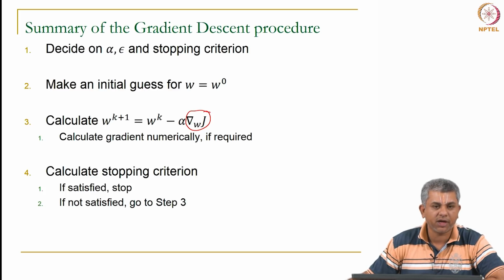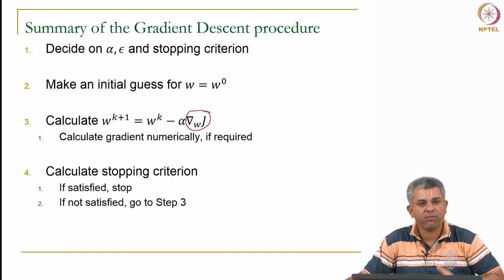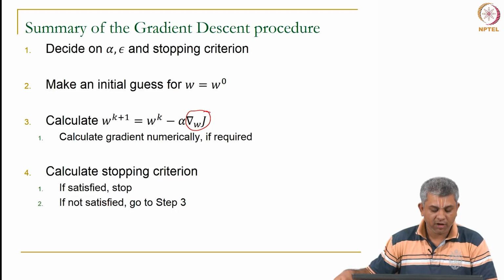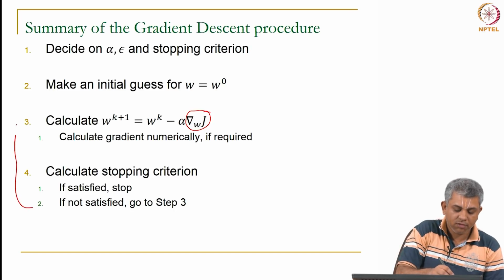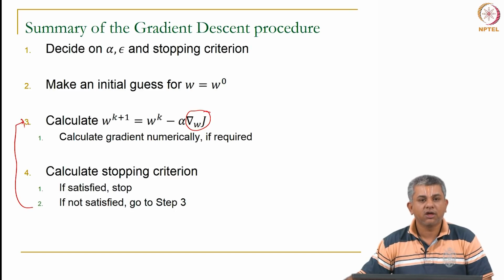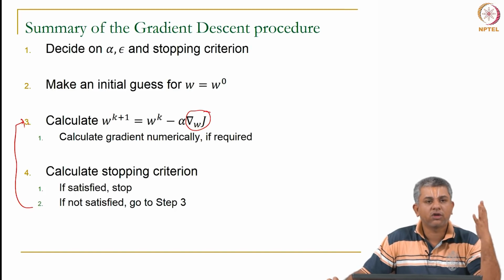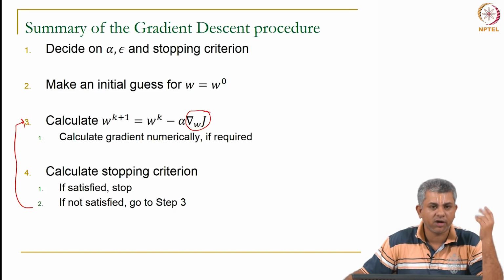Suppose the stopping criteria is satisfied, let us say the difference between J now and J before is less than the epsilon that you decided, then you stop. If not, repeat the iteration. So, this is a summary of the gradient descent procedure, and this procedure will be used with minor variants throughout this course, especially throughout the deep learning module.